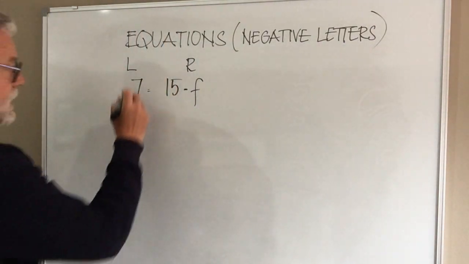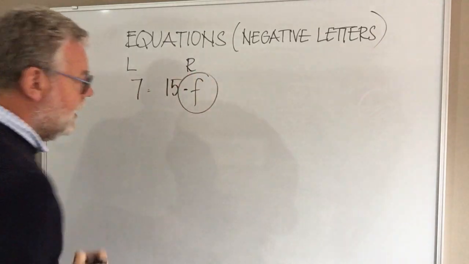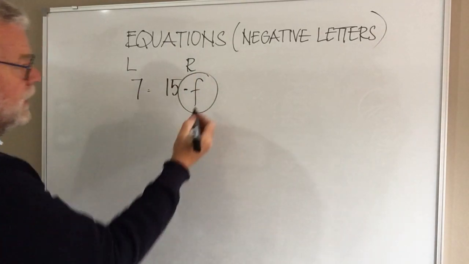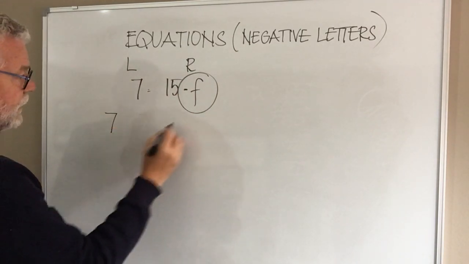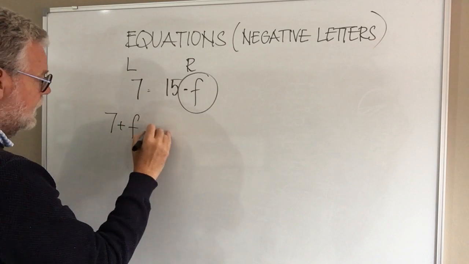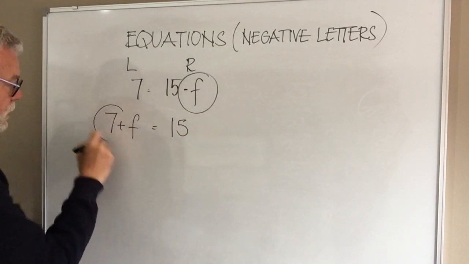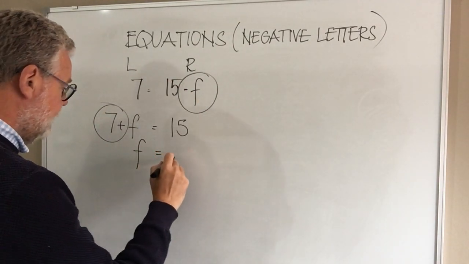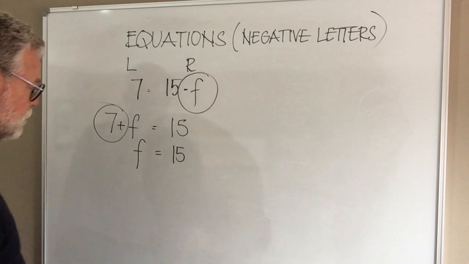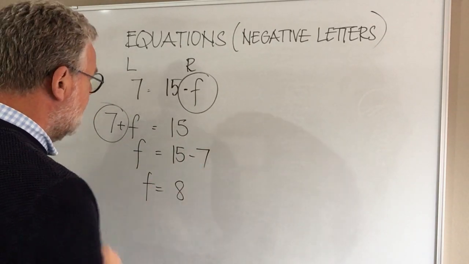But if you think about this, so we've got the left-hand side and the right-hand side. I've got a negative f. How do I turn that to a positive f? Well, I change it to the other side of the equation. So now we've got 7 plus f equals 15. I want the value of f, so I've got to remove 7 by taking it to the other side of the equation. f equals 15 take away 7, and therefore f equals 8.